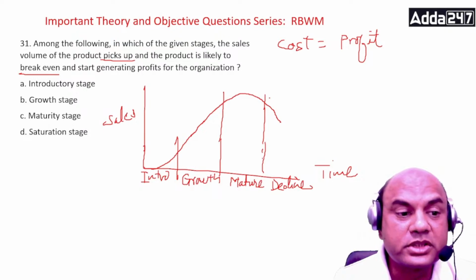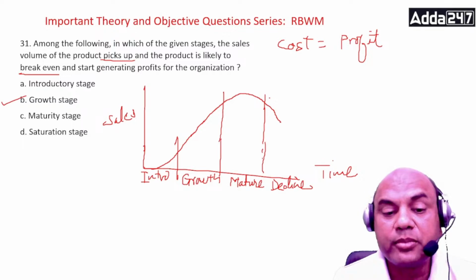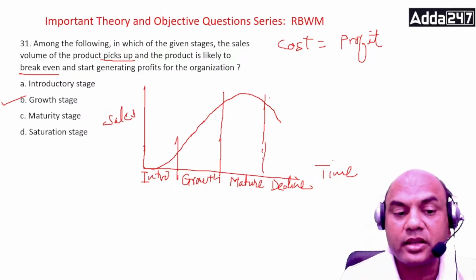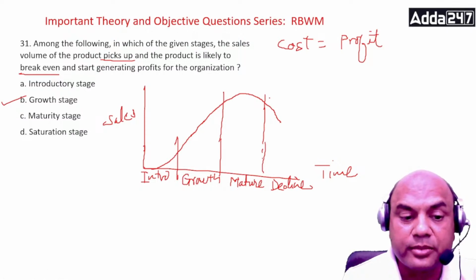It will pick up in growth stage. Okay, growth stage. Remember this, growth stage. In maturity stage, the sales are at the highest. Also remember, there is a graph of profits also. I have not drawn this, but there is a graph of profits also. Profits also move in a similar way.